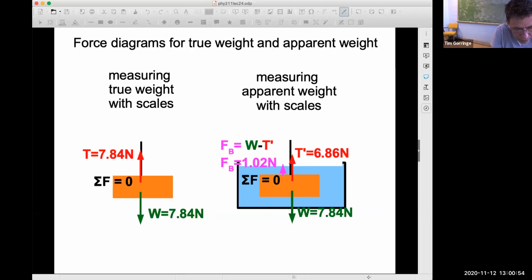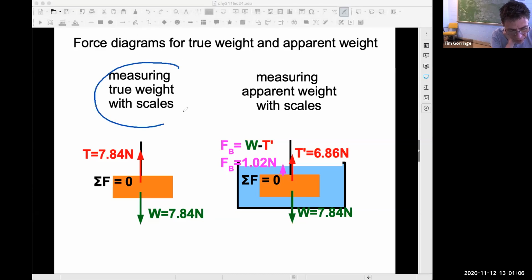Okay, so on this slide, before I do any calculations, I just wanted to sketch out the forces in these two situations. So over here on the left, I'm measuring the true weight with my set of scales. So my scales are up here. And when you measure the true weight with the scales, this is what you're doing.